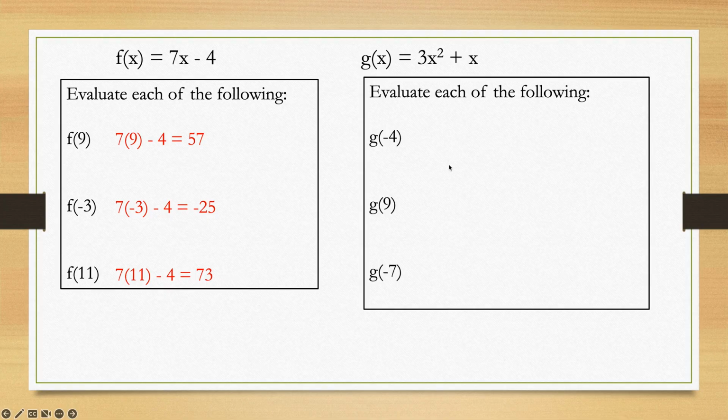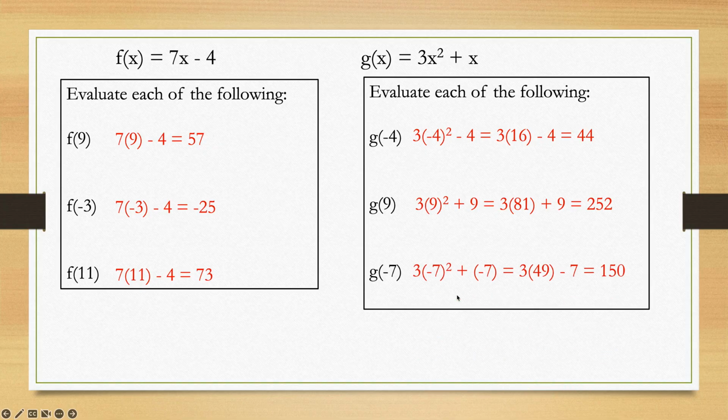Next, I might have to sneeze soon. Again, excuse me. I would have done this one using the y equals function on your calculator. 3 times negative 4 squared is 3 times 16, which is 48, minus 4 is 44. 3 times 9 squared is 3 times 81, which is 243, plus 9 is 252. And negative 7 squared is 49. 3 times 49 is 147, minus 7 is 140.